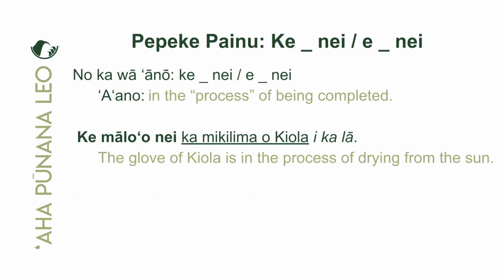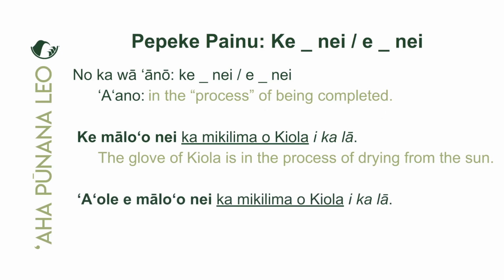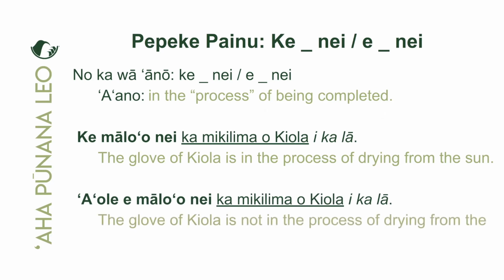All right, to negate that, we say a ole e malo o nei ka mikilima o Kiola ikala. Okay, very simple. We're just adding the word a ole. The piko is not a pronoun. It is not a papani. Therefore, the order stays in its place. Yeah, everything stays in its proper place. And all we do is add a ole to the beginning to make this sentence negative. The glove of Kiola is not in the process of drying from the sun. Mai ka iloa. That's ho'omau.